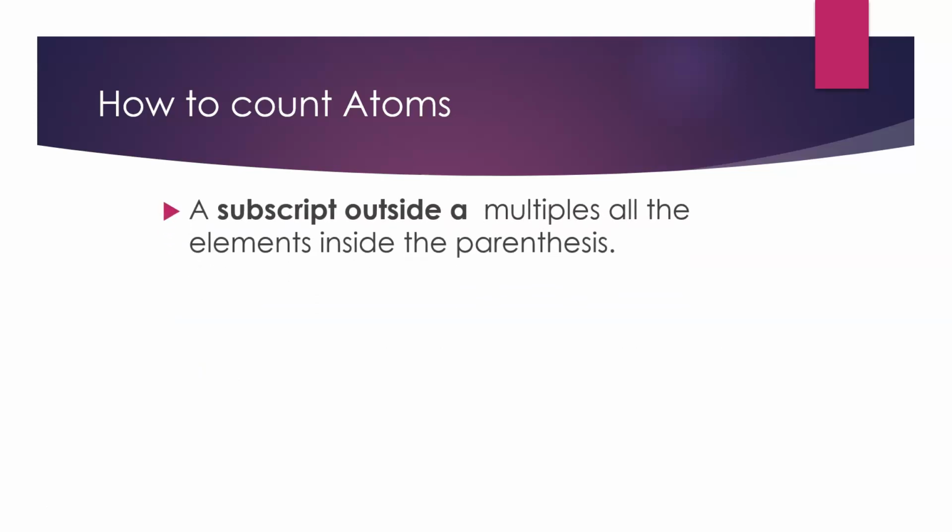A subscript outside an atom multiplies all the elements inside the parentheses by that number. So for example, if we have Mg3(PO4)2, that 2 only multiplies what is inside the parentheses. So we have 3 magnesiums, 2 phosphoruses, and 8 oxygens.